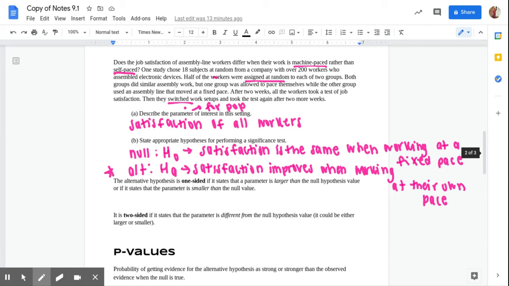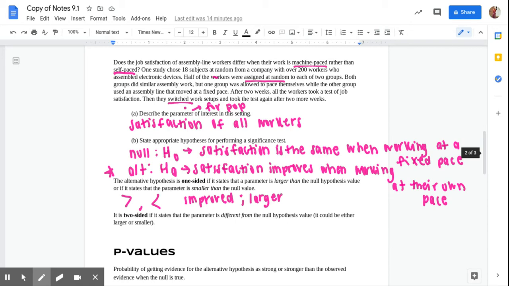So it says the alternative hypothesis is one-sided if it states that the parameter is larger than the null hypothesis, or if it states that the parameter is smaller than the null value. So one-sided just means I'm looking at the alternative value being greater than or less than the null. So in this case, like this example up here, we wanted to say that satisfaction improved. So that would be larger than our null. So our example above was one-sided. If it's a two-sided one, it states that the parameter is just different than the null hypothesis. So it could be either smaller or larger.